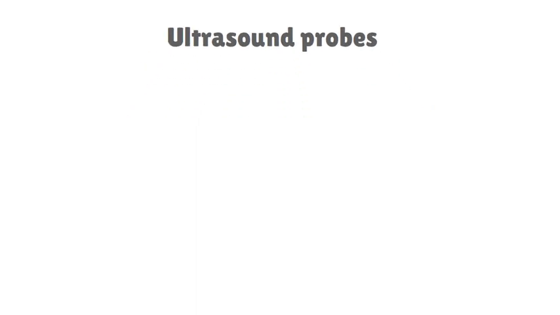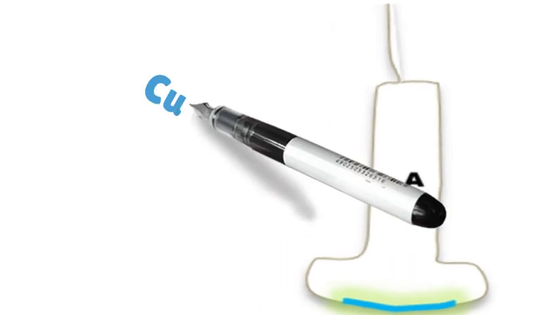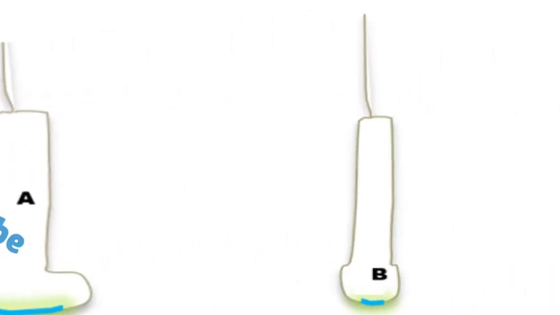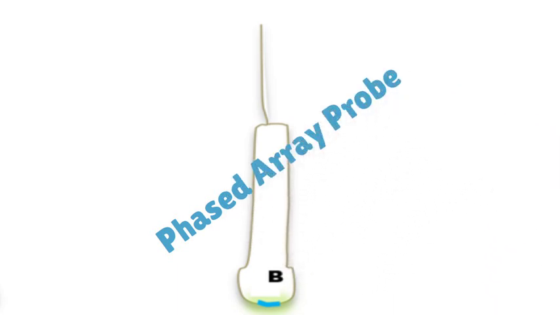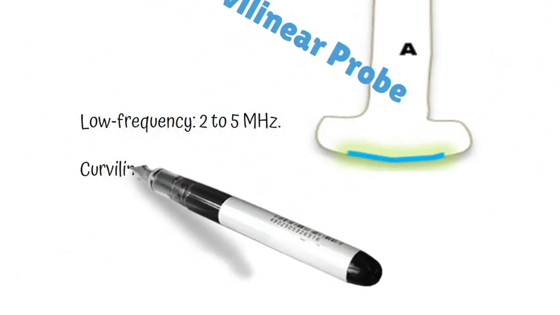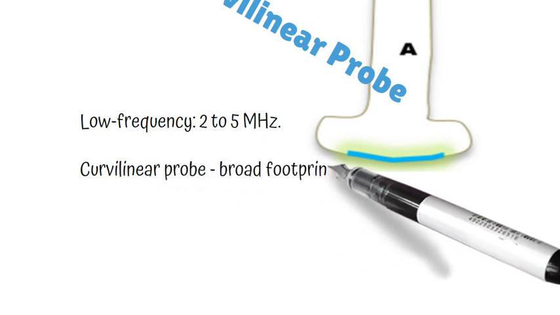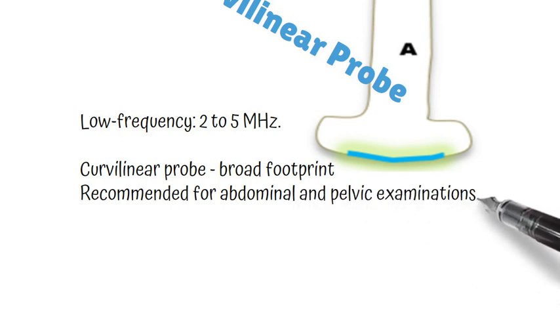2 ultrasound probes are used for FAST: the curvilinear probe and the phased array probe, also known as the cardiac probe. Let us look at the curvilinear probe. It is a low frequency probe with 2 to 5 megahertz. The curvilinear probe has a broad base footprint and is recommended for mainly abdominal and pelvic examinations.